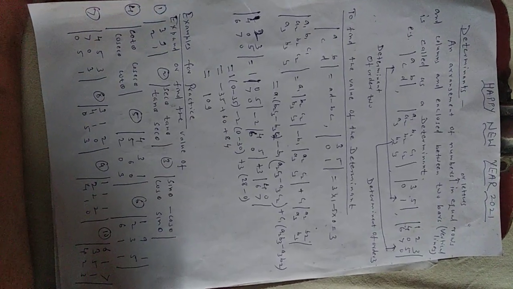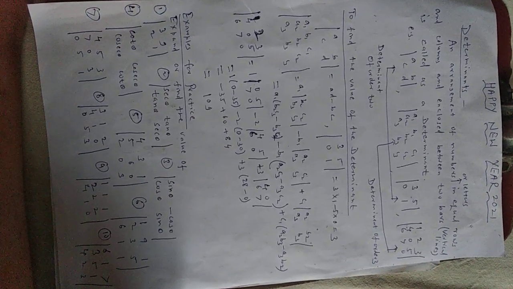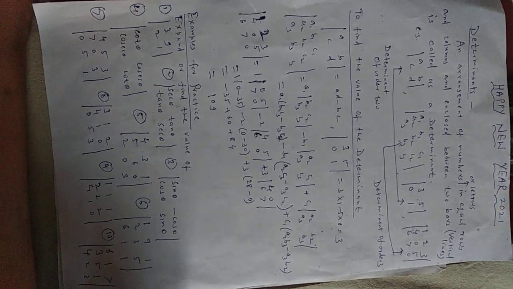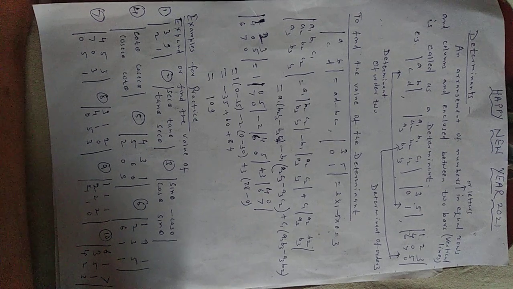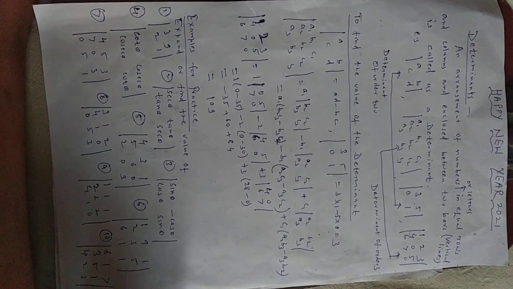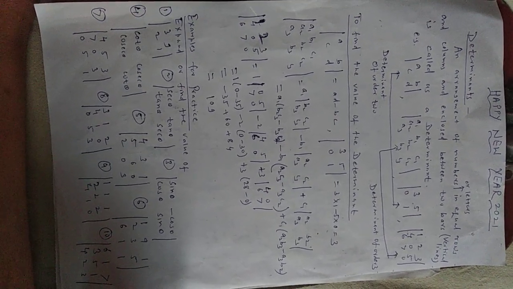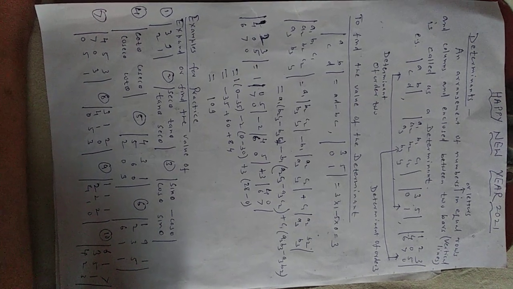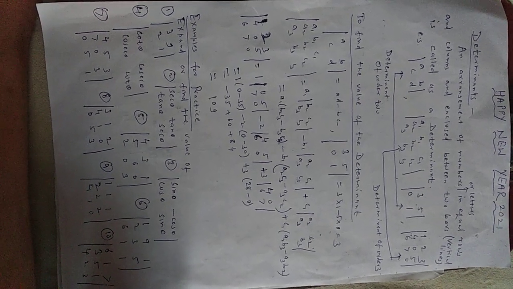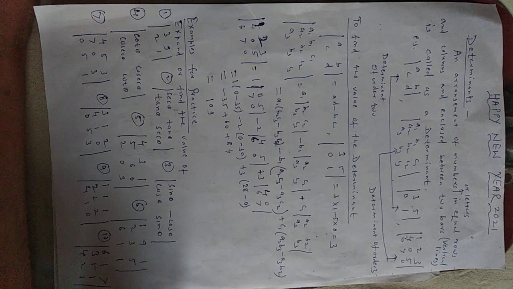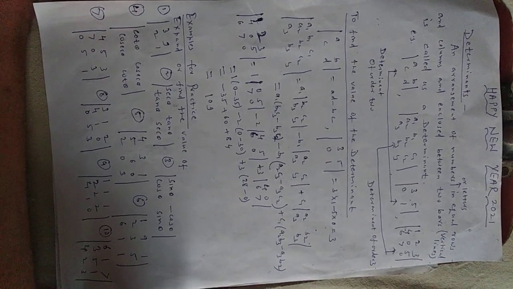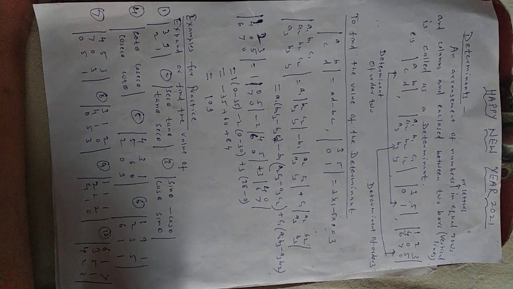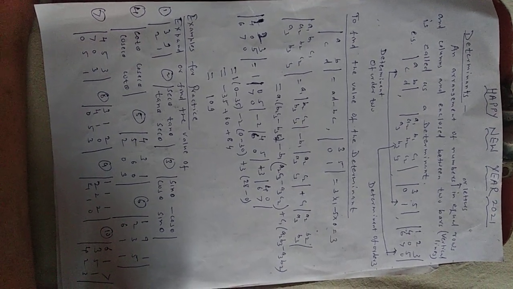How to evaluate third order determinant? A1, B1, C1, A2, B2, C2, A3, B3, C3. So what is the technique? Take the first element of the first row, multiply it with a determinant obtained by deleting the row and column containing that element. So A1 into B2 C2 B3 C3. This one is the second order determinant.